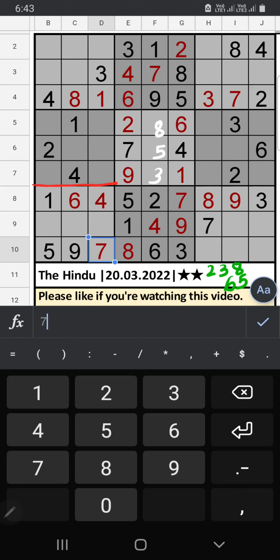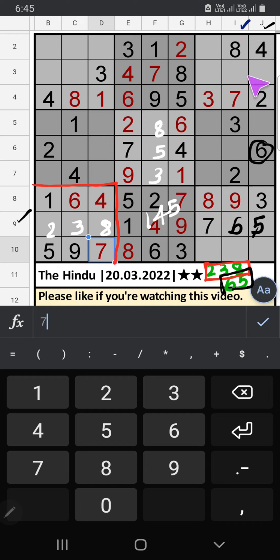Seventh grade, 3 numbers are remaining: 2, 3, 8. It will come in the 3 cells, we will confirm later. Then ninth row, only two numbers are remaining: 6 and 5. Column J, we have 6, so 6 can't come in this cell. 6 is confirmed here, then 5 is here.